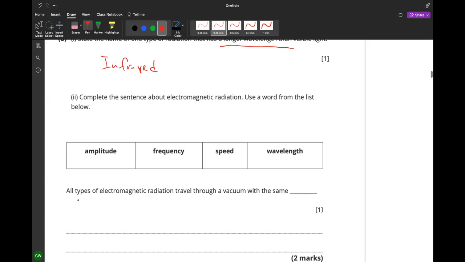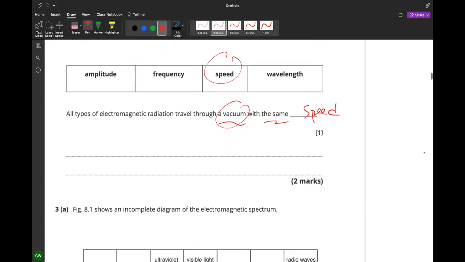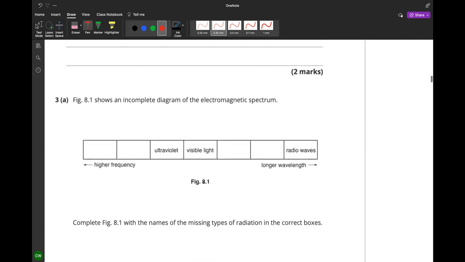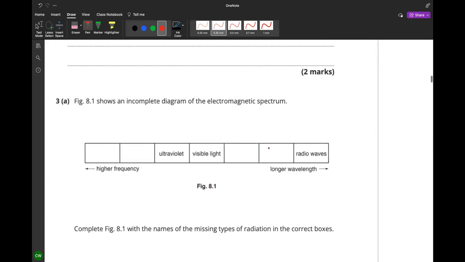Complete the sentence. All types of electromagnetic radiation travel in vacuum with the same what? Speed of light. Are they having the same speed? Same speed. Okay, then fill up this one. Radio wave, then this is the microwave, infrared, X-ray, gamma ray.